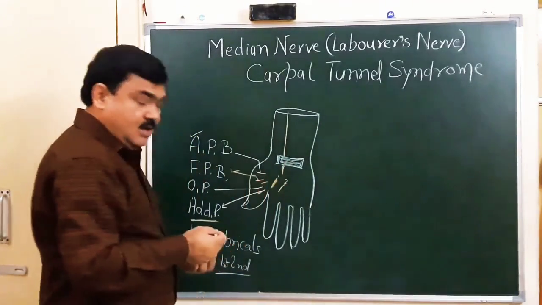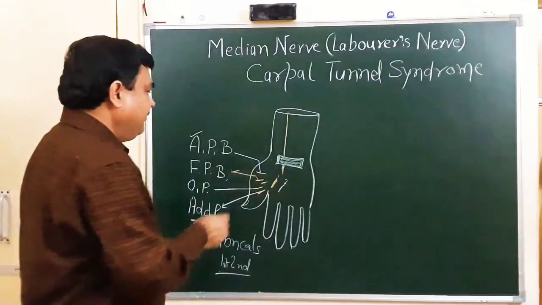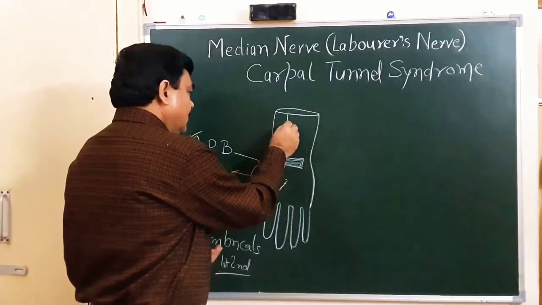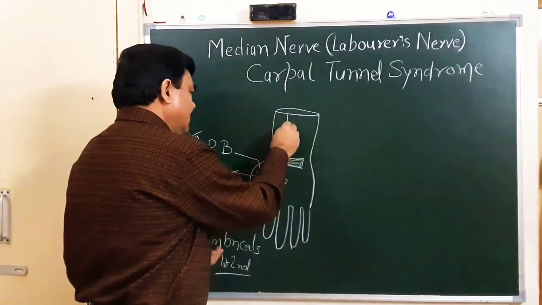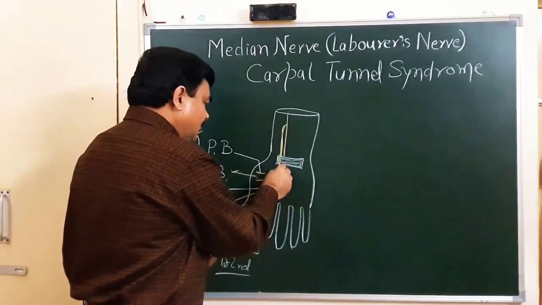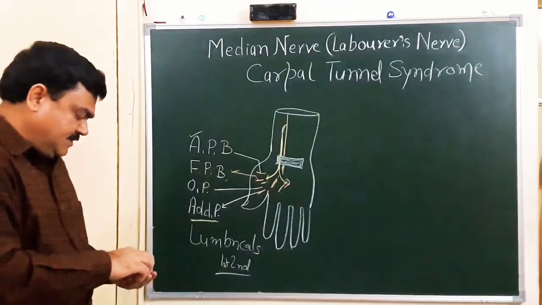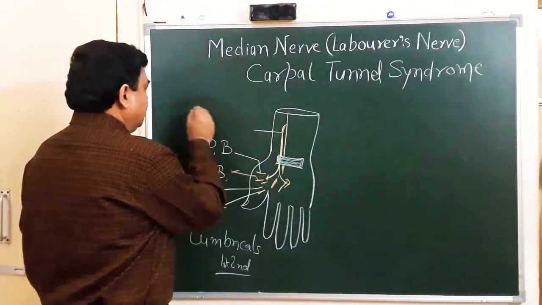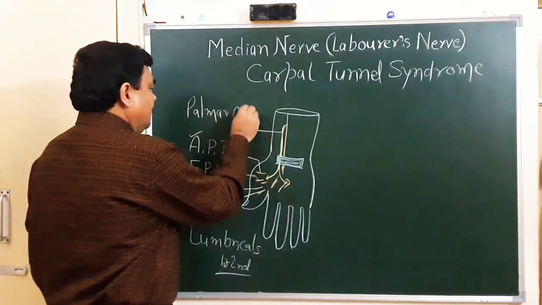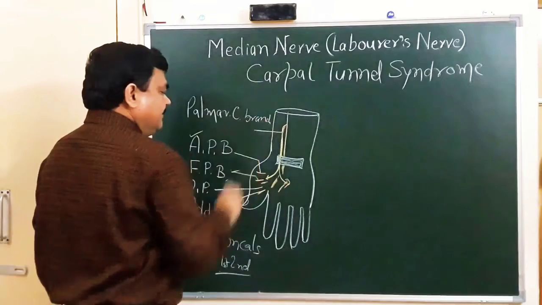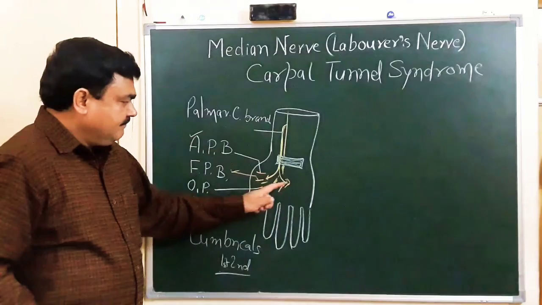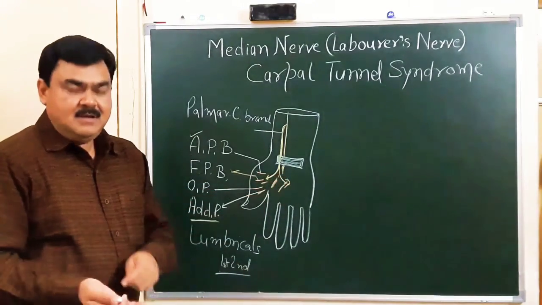Before passing deep to the flexor retinaculum, about 5 cm proximal to this, it gives the palmar cutaneous branch. This is the palmar cutaneous branch, which supplies the skin of the thenar eminence and the lateral two-thirds of the hollow of the palm.